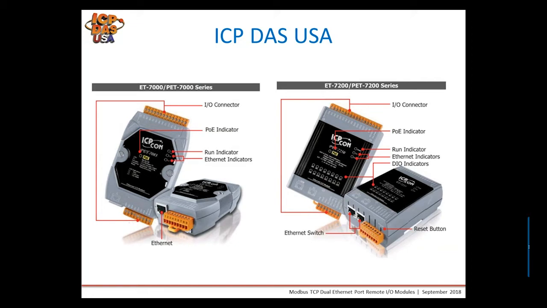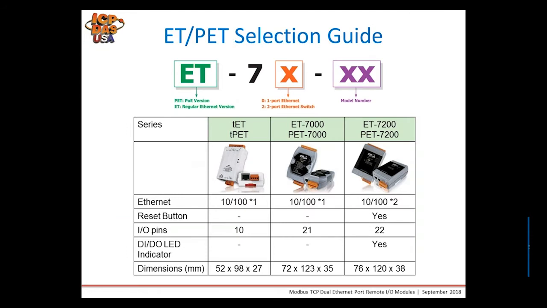For the ET7200, there's LED indicators for the digital inputs and digital outputs. There's a reset button, which wasn't on our ET7000 series, and there's two pairs of power input pins for a backup power supply or redundant power supplies.